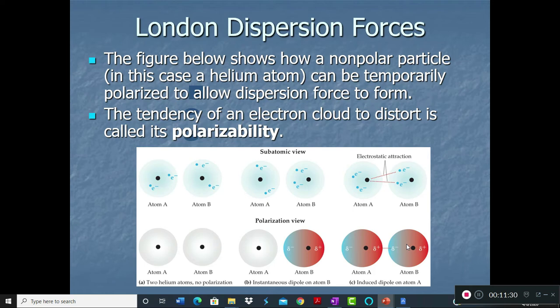That idea of the electron cloud being altered is called polarizability, and atoms or molecules with more electrons are more polarizable. The more electrons there are, the more polarizable the atoms or molecules are. Now, big picture, all substances have some degree of London dispersion forces as long as they have electrons. So everything but a lone proton is polarizable. And the more electrons there are, the more polarizable it is.